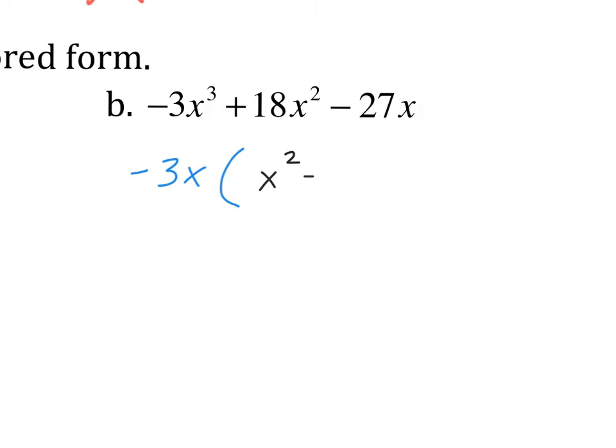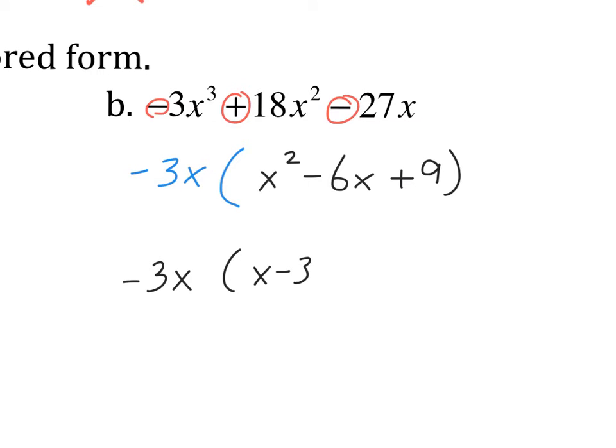So the leftover here, I'm going to take the opposite of each one of these, the opposite here, and the opposite here. So I get negative 6x and positive 9. And now, some of you may notice that this factor is a really nice one because you end up getting x minus 3 quantity squared.